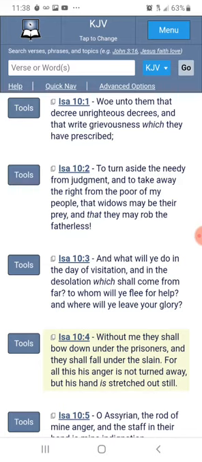It says, woe unto them that decree unrighteous decrees, meaning war, destruction. And that's what Esau is doing. That's what the white man is doing. He's decreeing unrighteous decrees. He's calling forth unrighteous acts and putting that into law. And that grievousness which they have prescribed, it's a grievousness because you're playing on the hearts of the people. You're tugging on the heartstrings of the people to get them to believe that this COVID-19 thing is really happening at the rate the media is trying to portray it, which it really isn't.